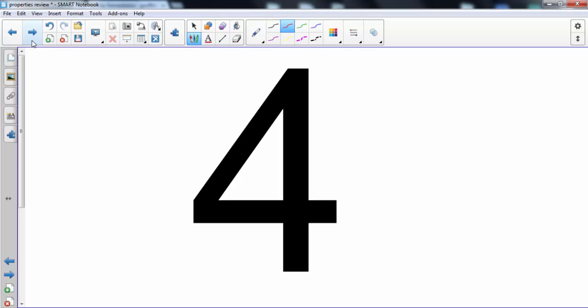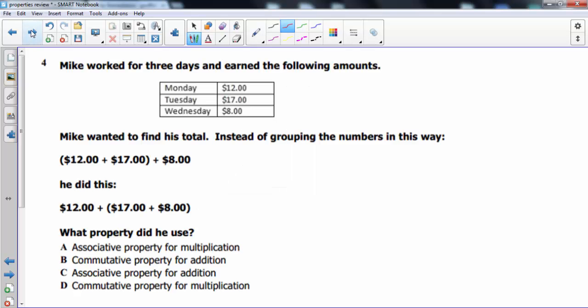Question number 4. Mike worked for 3 days and earned the following amounts. Mike wanted to find his total. Instead of grouping the numbers in this way, putting the 12 and the 17 together and then adding the 8, he did this. He put the 17 and the 8 together and then added the 12. What property did he use?